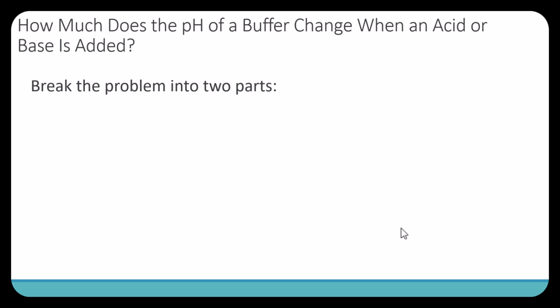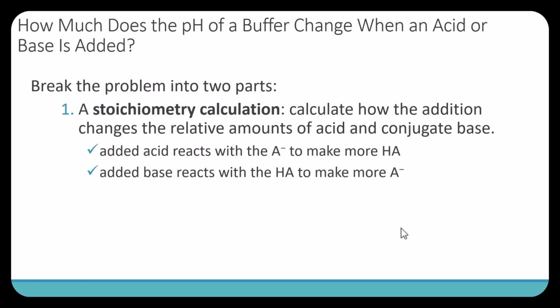This is going to be a two-part problem. The first part is going to be quantifying how the relative amounts of the buffer change. And then the second half is going to be just the Henderson-Hasselbalch equation, using what we determined from the first part. So the first part of the calculation is going to be a stoichiometry calculation.